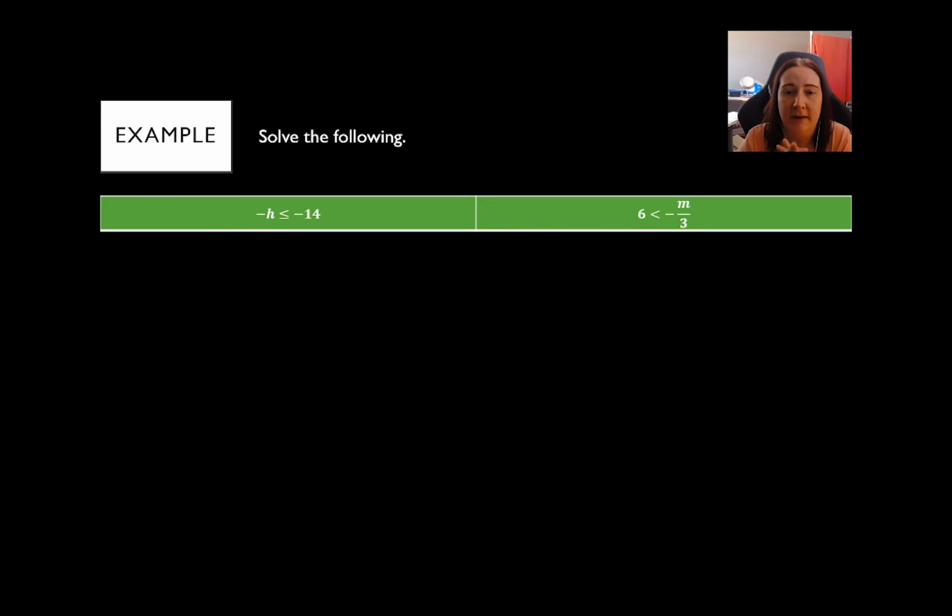So on the left, we've got negative h is less than or equal to negative 14. So I'm going to start by rewriting this. Negative h less than or equal to 14. So we're going to divide both sides by negative 1. When you have that negative in front of your variable, you need to get rid of it. And you can actually multiply by negative 1 or divide by negative 1. I usually divide. And when we divide by that negative, that inequality symbol is going to change direction. And so it's going to become a greater than or equal to.